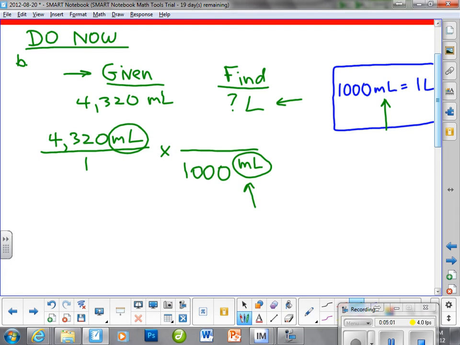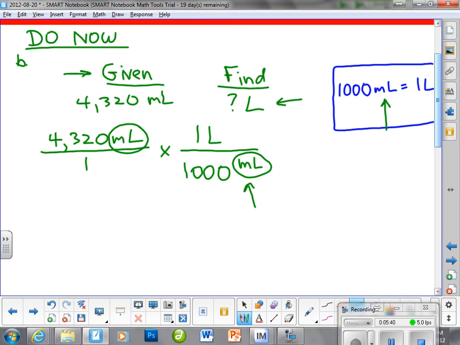Now, what do you think we're going to put on the top? No. Look at the other side of the equality. And so what do I put on the top? The coefficient and the letter. Okay, what's the other side of the equality? The left side was 1,000 mils. What's the right side? Because that's the ratio, you see. It's 1,000 milliliters is equal to 1 liter.